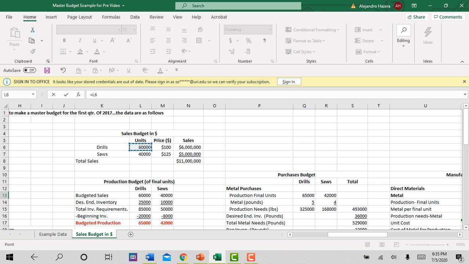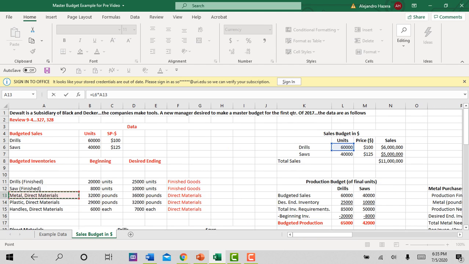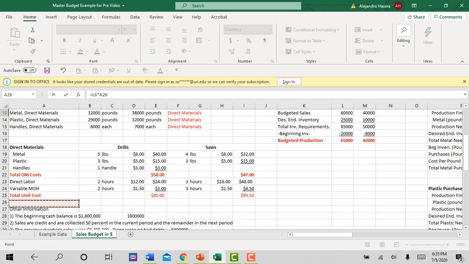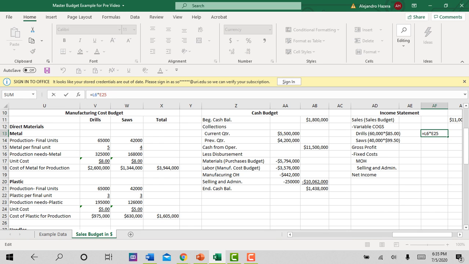So our units are 60,000, but we're going to multiply those times the variable cost per drill. And the variable cost per drill is going to be this $85 right here. So we've got 60,000 times $85 right there. Now the equation, I think you can see part of it. No, you can't even see part of it. But that comes to 60,000 times 85.